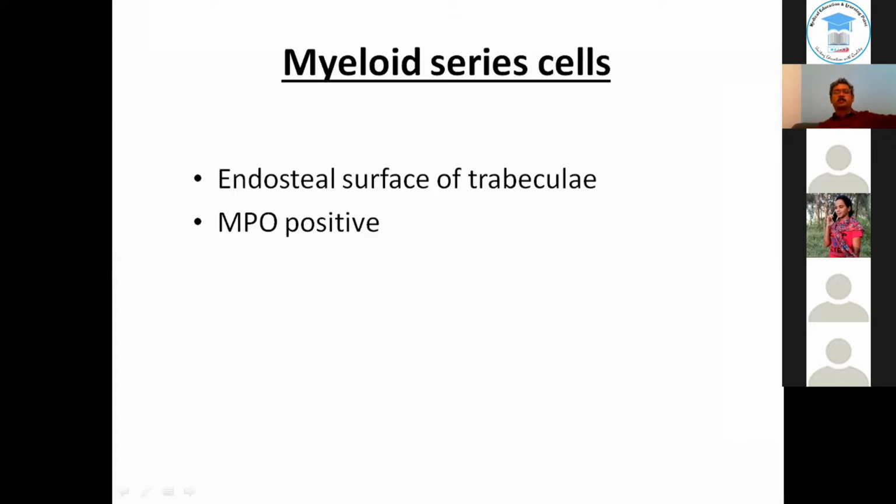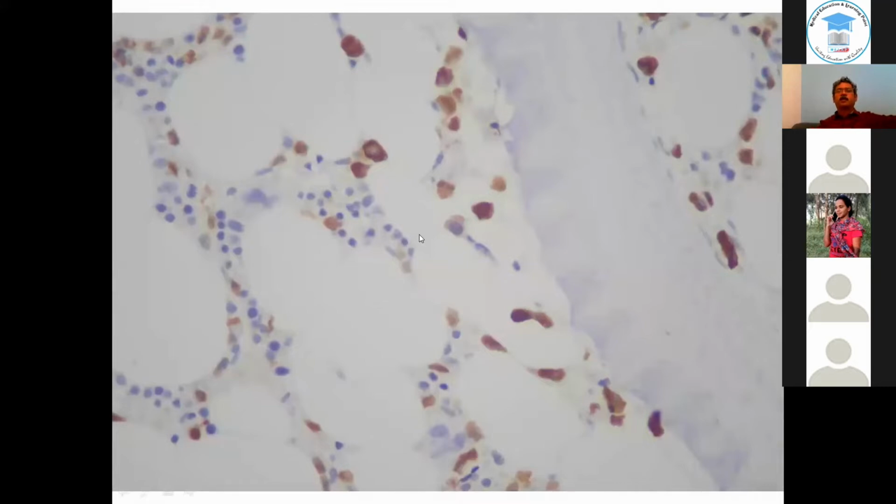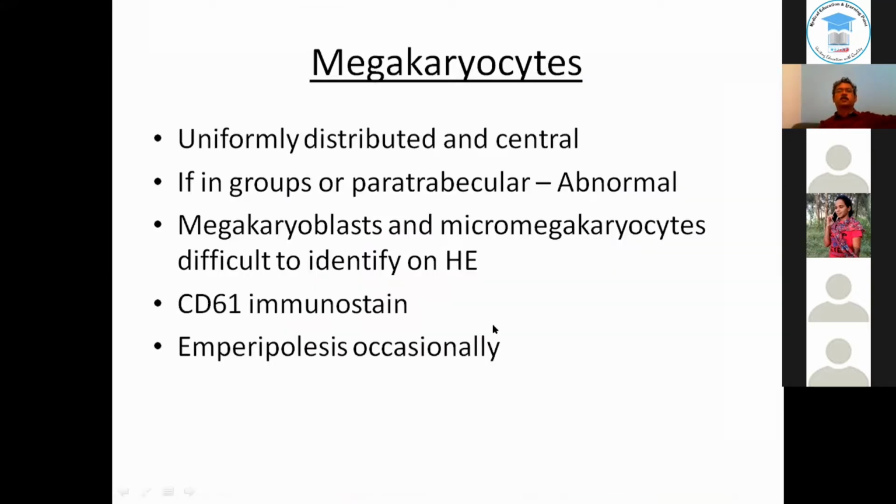Whereas myeloid series cells are seen along or kissing the endosteal surface of the bony trabecula and trabeculae, and they are myeloperoxidase positive. And here we are, MPO positive cells which are along the bony trabecula, kissing it like I said, and they are positive for this. You can see these are erythroid series cells which are away from the bony trabeculae. And you can see even with this stain that this looks like an ink spot nucleus, what you are taught right from first year about ink spot nuclei being the hallmark of erythroid series cells.